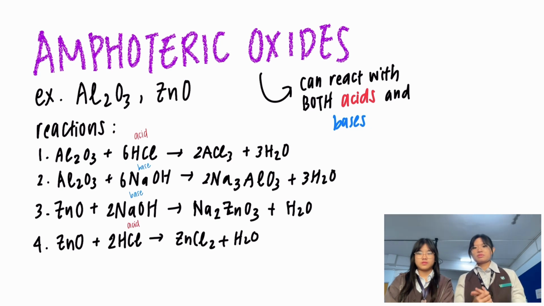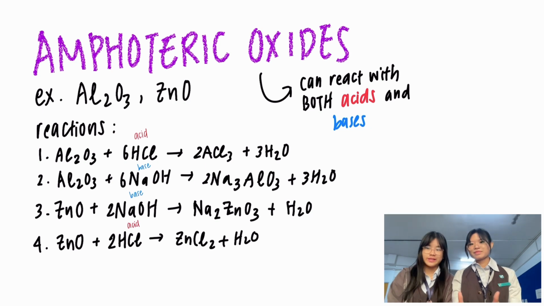And the last reaction is zinc oxide with an acid, the same acid as well, hydrochloric acid. So zinc oxide plus 2HCl will result with a product of zinc chloride plus H2O. Thank you for listening.